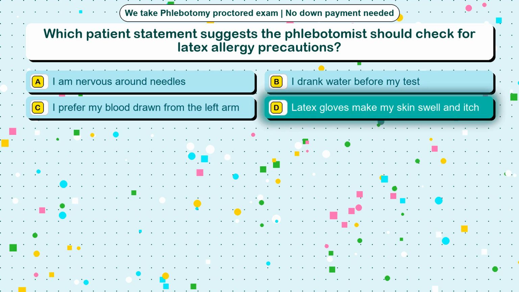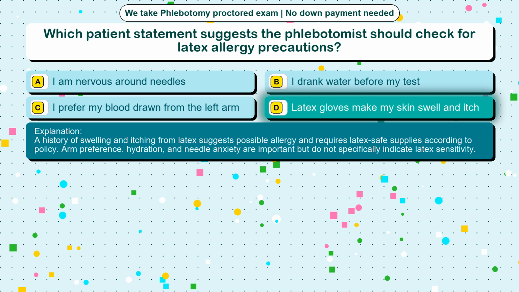The correct answer is option D, latex gloves make my skin swell and itch. A history of swelling and itching from latex suggests possible allergy and requires latex-safe supplies according to policy. Arm preference, hydration, and needle anxiety are important but do not specifically indicate latex sensitivity.